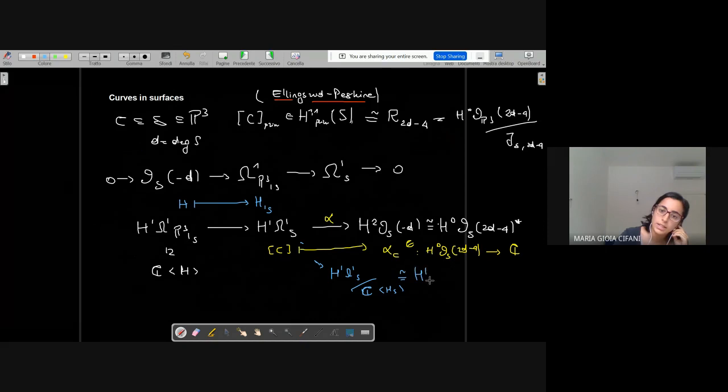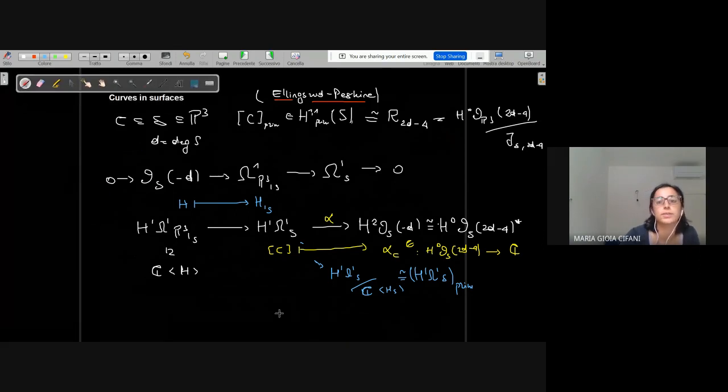And this is exactly H1 OS primitive, orthogonal to the hyperplane class. So maybe I want to, if I'm able, move it. Here, if we take H1 OS and we quotient by the curve alpha, we have exactly H1 omega 1 OS primitive, so the primitive classes.